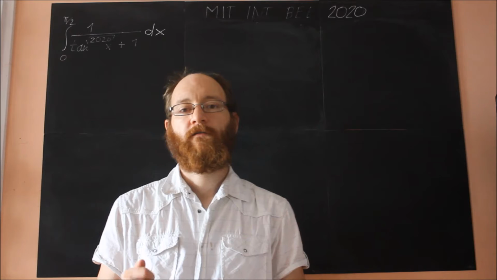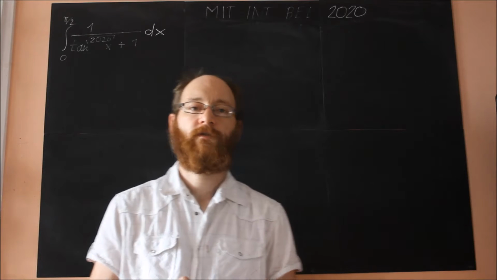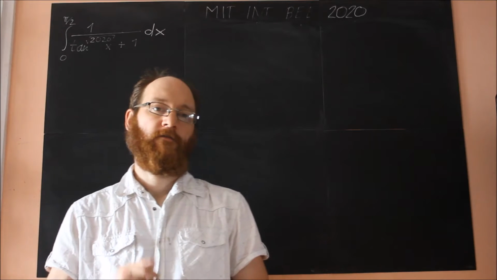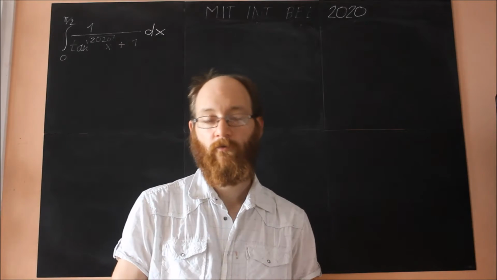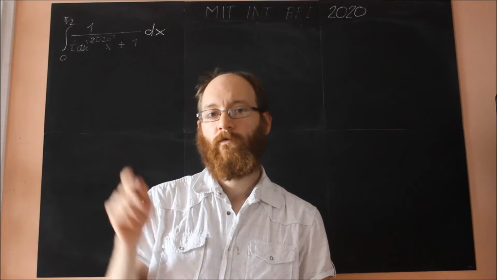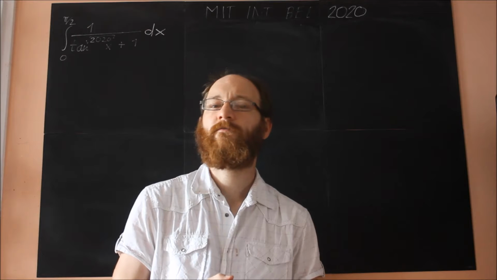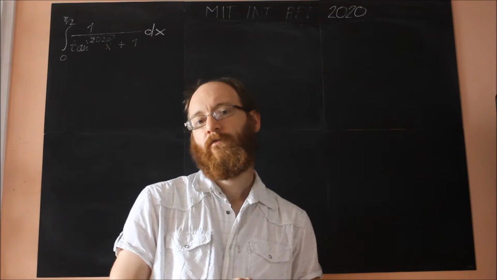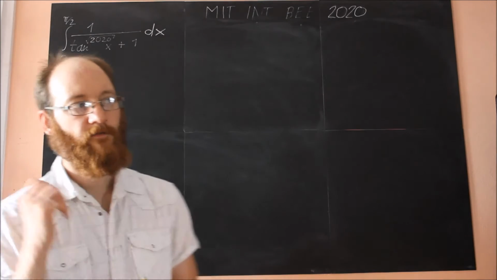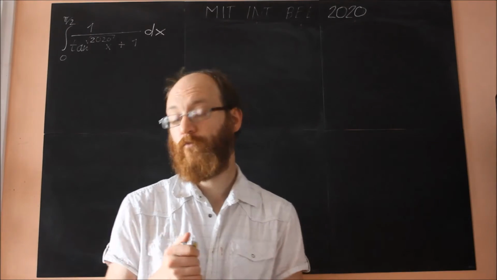Welcome to the mathematics and a new video to the MIT Integration Bee 2020. This integral here is from the qualifying round: 1 over tangent to the power square root of 2020 plus 1, and the bounds are from 0 up to pi over 2.